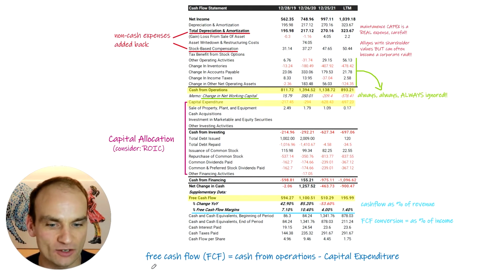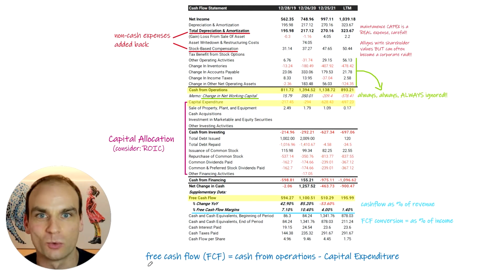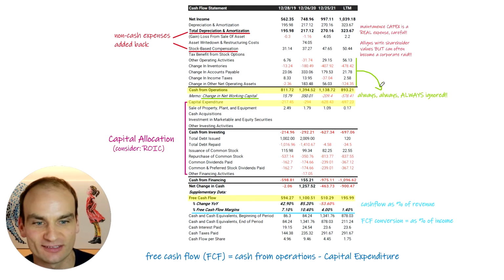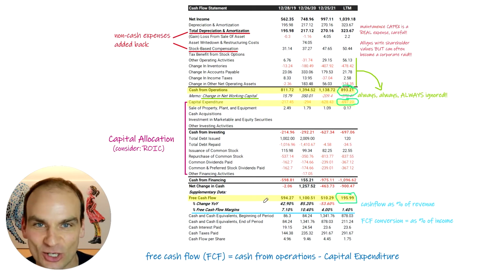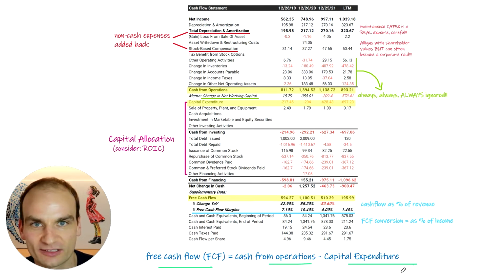Now let's start off, actually at the very bottom here. You often hear free cash flow. What is free cash flow? Free cash flow is a very simple metric. It's cash from operations minus capital expenditure. So check this out. Here's cash from operations minus your capital expenditure, and you get $195.99 million. That's your free cash flow. Very simple metric. Free cash flow, cash from operations, minus capital expenditure.